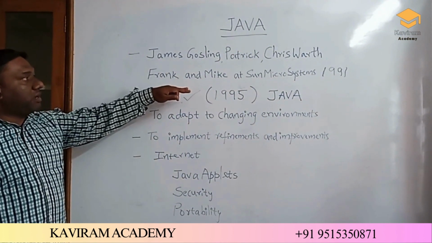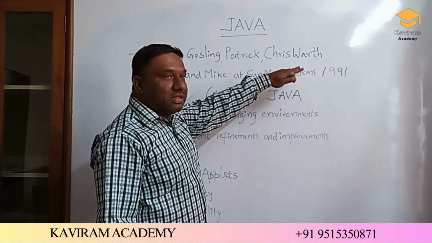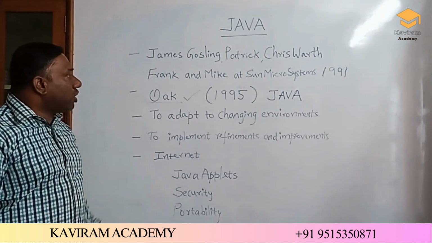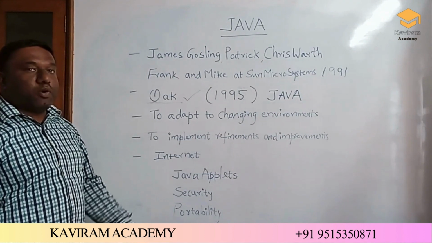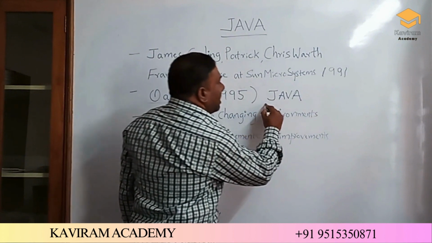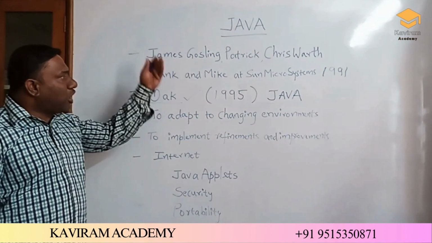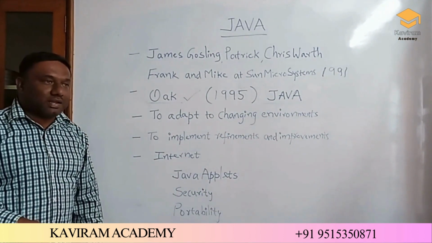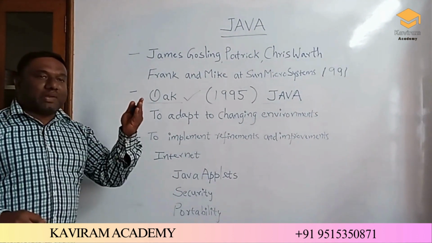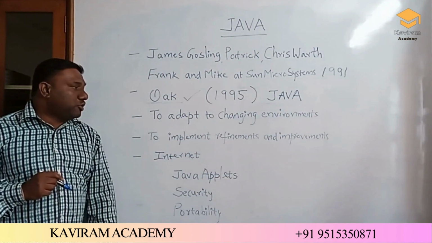So these people started working from 1991, the early 1990s, and created a programming language which was previously called Oak. Later, in 1995, some more features were designed into that language, and it was declared as the Java programming language. So this is about the history of Java. Now, coming to the programming part, we will see how this new version of Java came into existence.